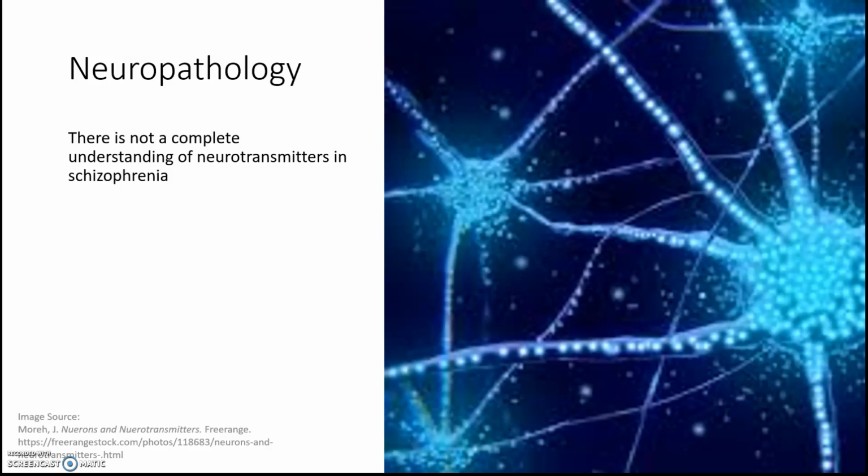Though there is not a complete understanding of neurotransmitters in schizophrenia, there are some hypotheses. The two-factor dopamine hypothesis states that the excess dopamine in the mesolimbic pathway causes the positive symptoms of schizophrenia, while a deficit in dopamine from the VTA to the prefrontal cortex results in the negative and cognitive symptoms. On the other hand, the serotonin hypothesis suggests that the excess serotonin neurotransmission results in the positive symptoms of schizophrenia. This hypothesis arose from the study of hallucinogens such as LSD.